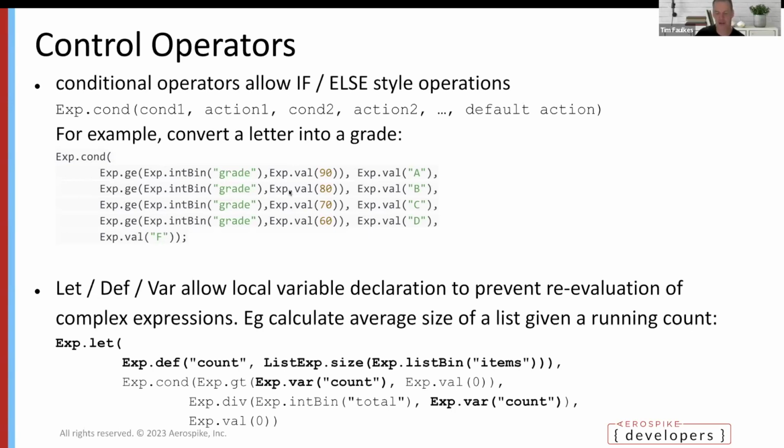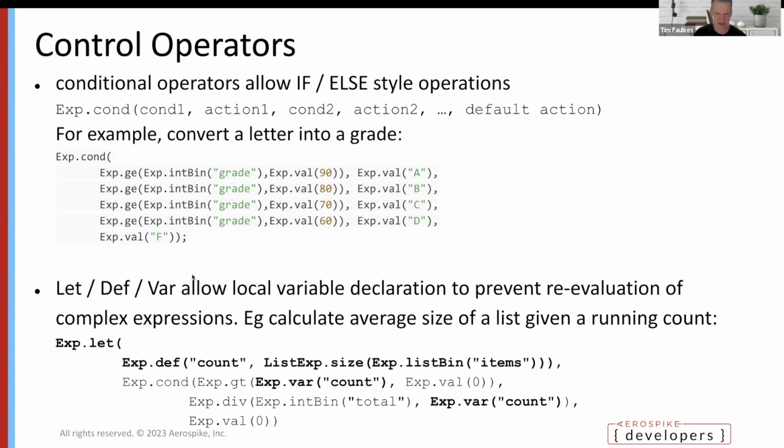Otherwise, if the grade is greater than or equal to 80, return B. If grade is greater than or equal to 70, return C, and so on. And if none of those were true, then I'm going to return F. So I don't actually need to store that letter grade. I can determine it on the fly.